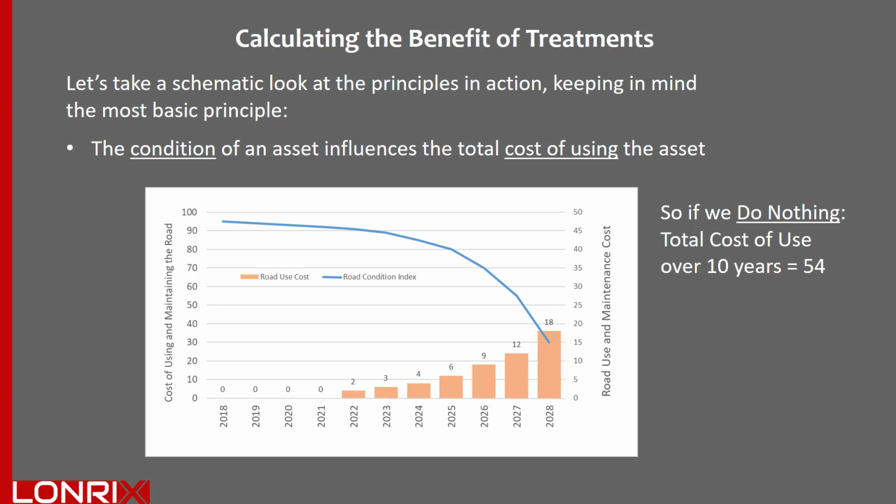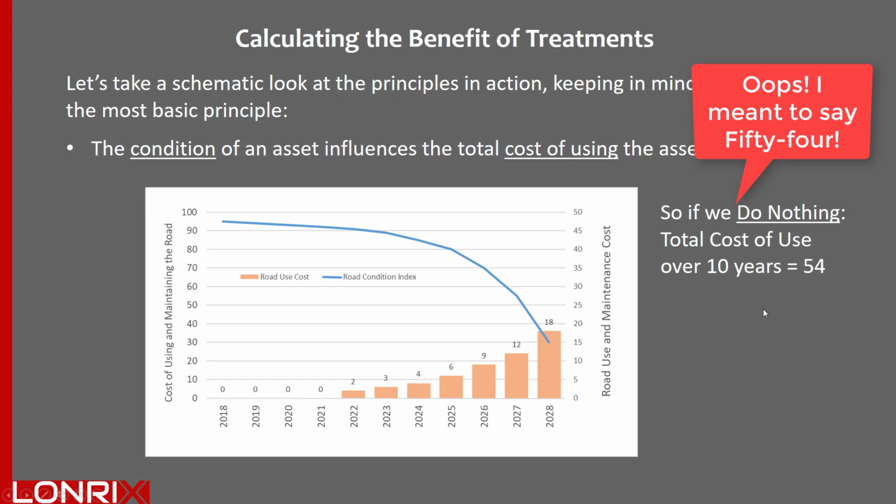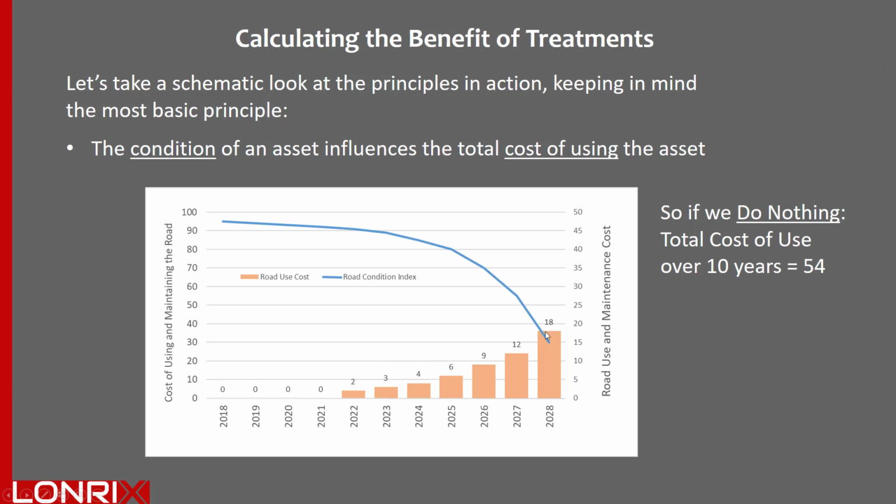So here I've just indicated typical costs over time, and you can see from year 2022 onwards, the cost of using the road, in other words maintenance cost and vehicle operating cost, steadily increase over time. So if we do nothing to this road, the total cost of use over 10 years will be 55 units. That could be thousands or millions of dollars, for example. So that 54 is basically just the sum of all of these annualized costs for using the asset.